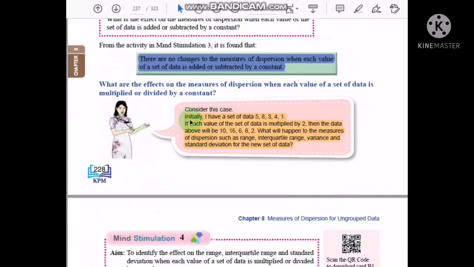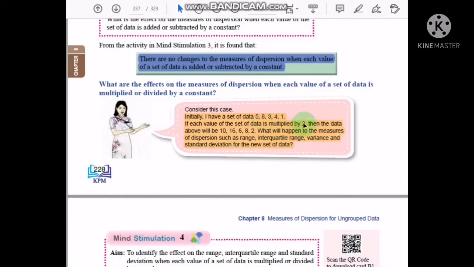Okay, so look at the next one. This is the situation. Initially I have a set of data 5, 8, 3, 4, 1. In this case, if each value of the set of data is multiplied by 2, then the data above will be 10, 16, 6, 8, and 2. So what will happen to the measures of dispersion such as range, interquartile range, variance, and standard deviation for the new set of data?